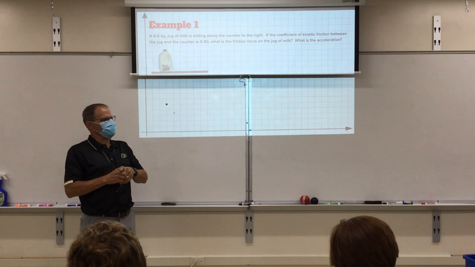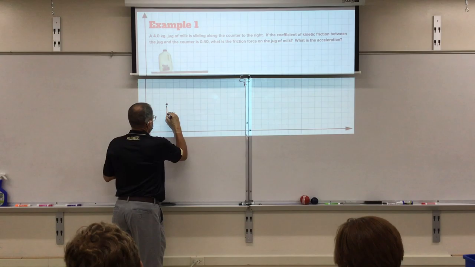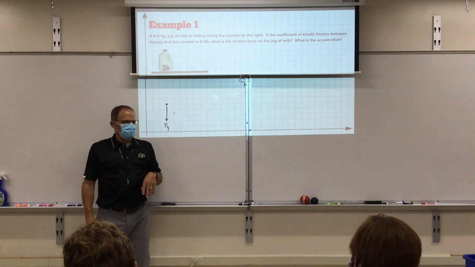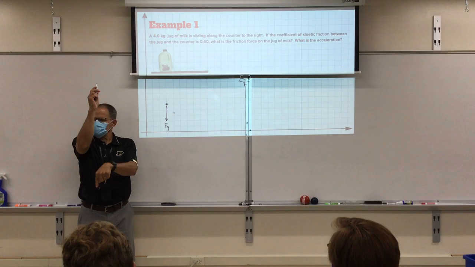There's my milk jug right there. That's it. Free body diagrams only involve a dot showing the object. Now, what are the forces on it? There's an easy one. It's on every single one we ever do. Gravity. Which way does it go? So here's the force of gravity going down. We'll call that F sub G.